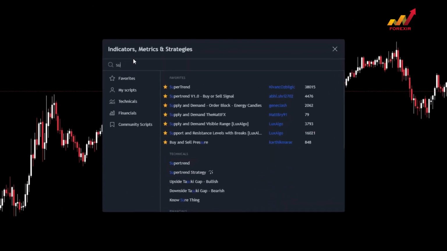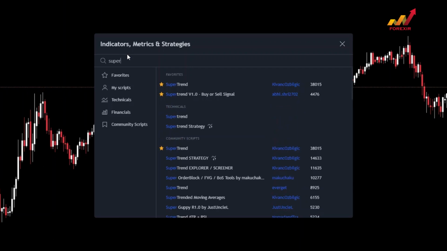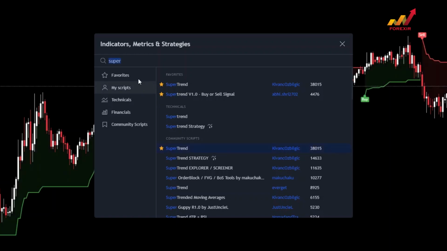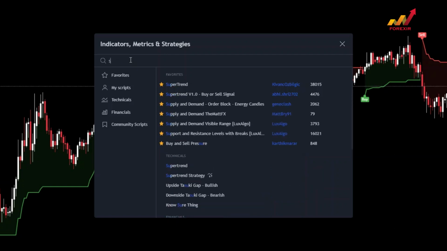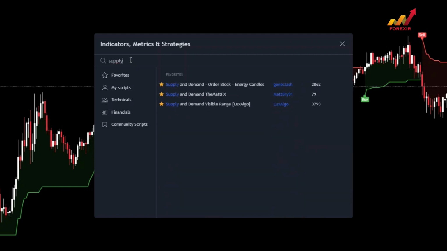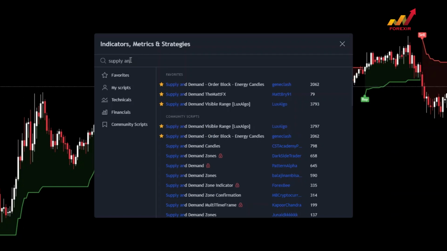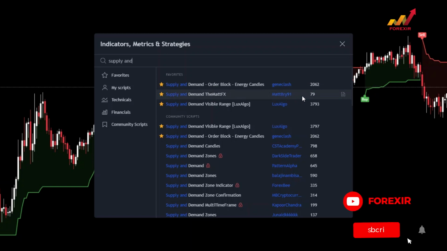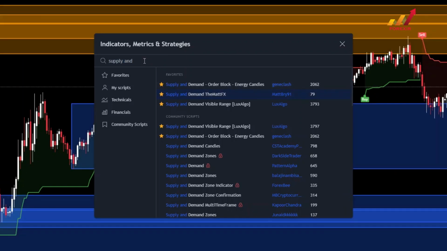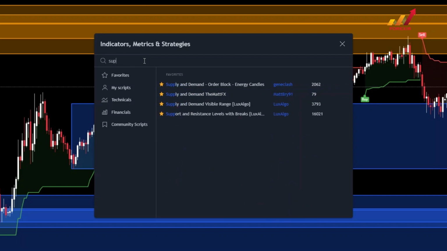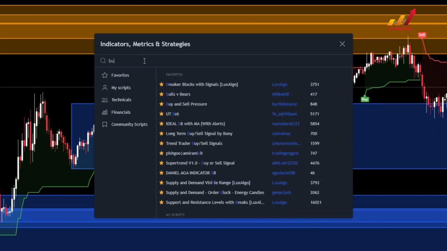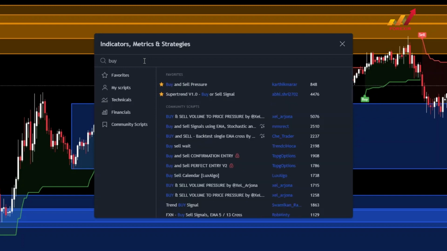First, enter the TradingView site. From the Indicators tab, search for Supertrend and add it to the chart. Now search Supply-Demand Indicator and add it to the chart. Now search Buy and Sell Pressure Indicator and add it to the chart and change the settings like me.